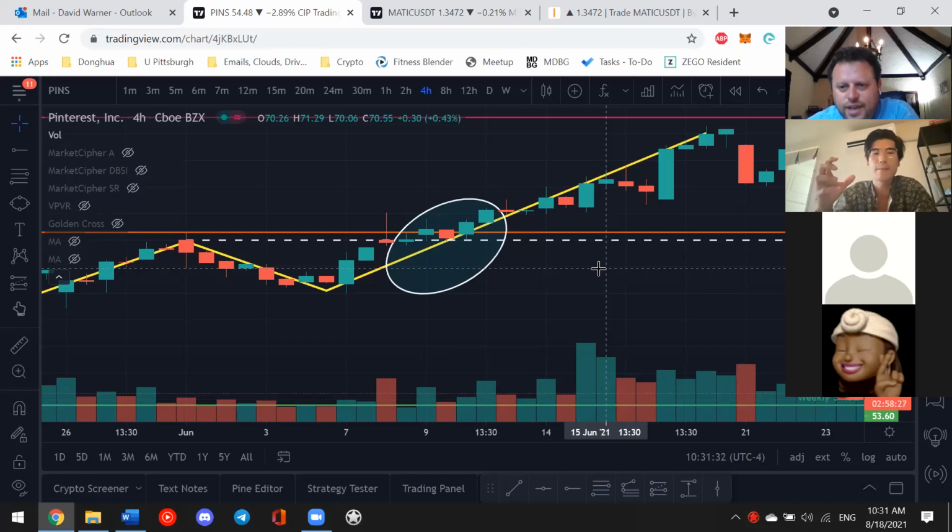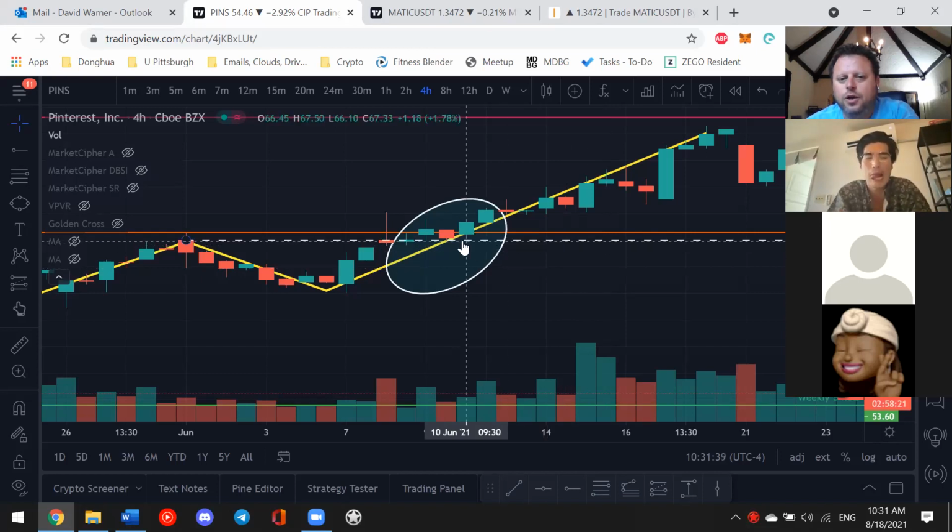So I think I understand your question. And it's a good question. The question is, what if it confirms this point, but it confirms it with a red candle? What if it touches this point, but the price looks like it's going down? If that happens, don't do anything. Wait until it confirms with a green candle.